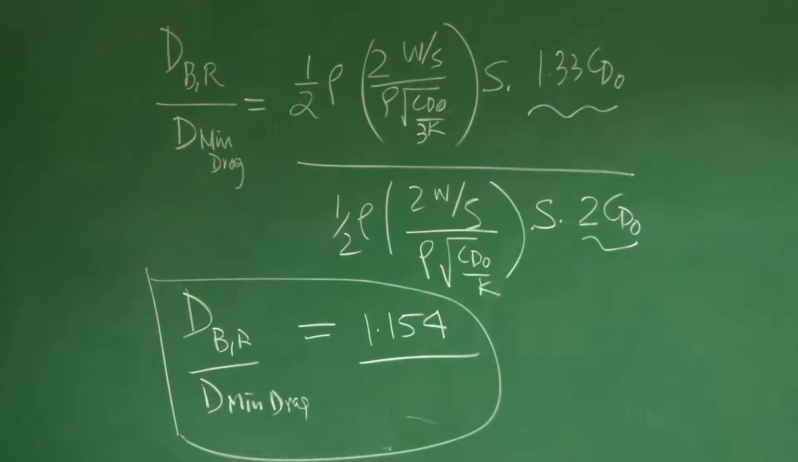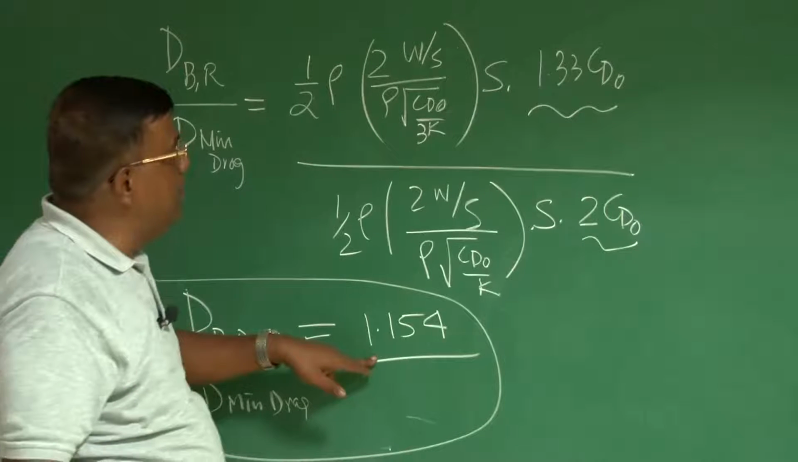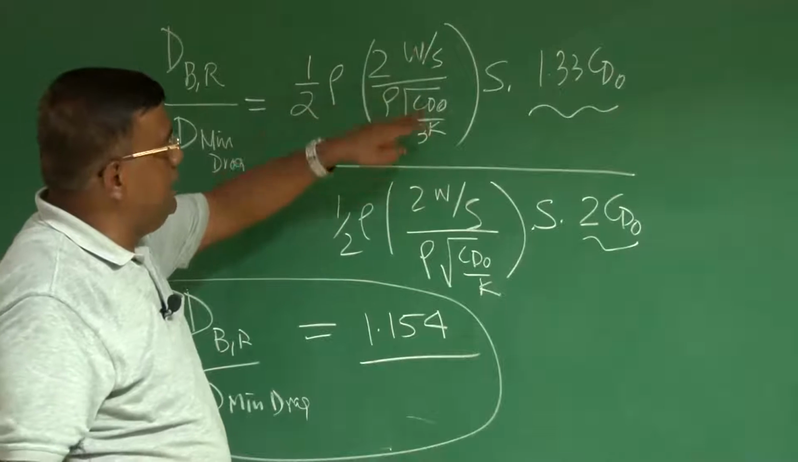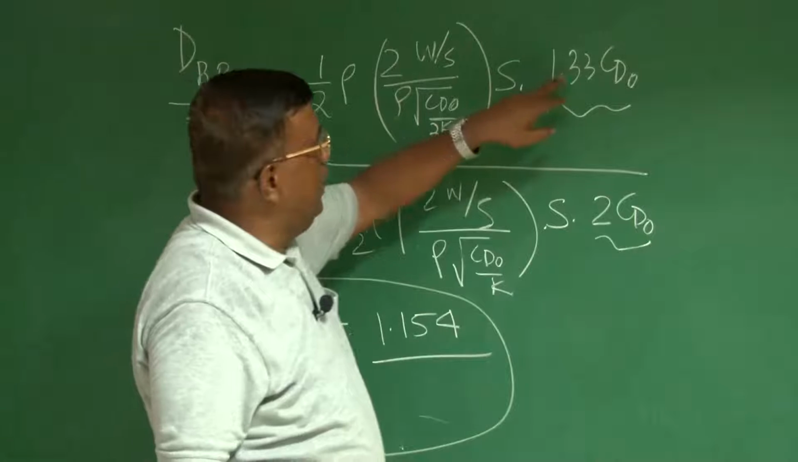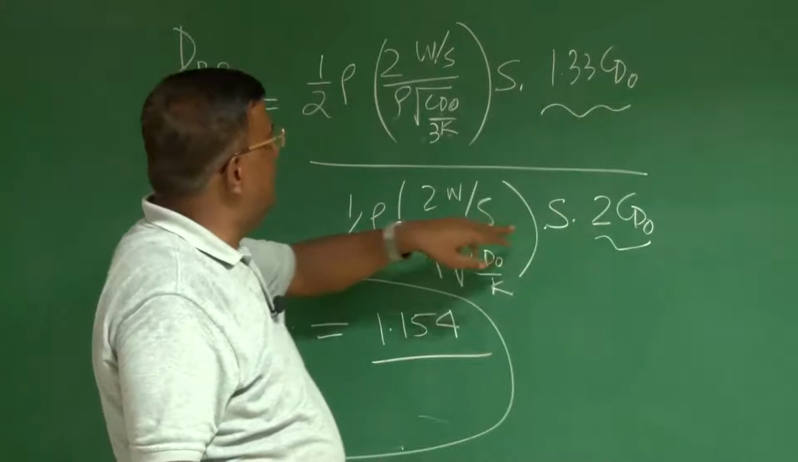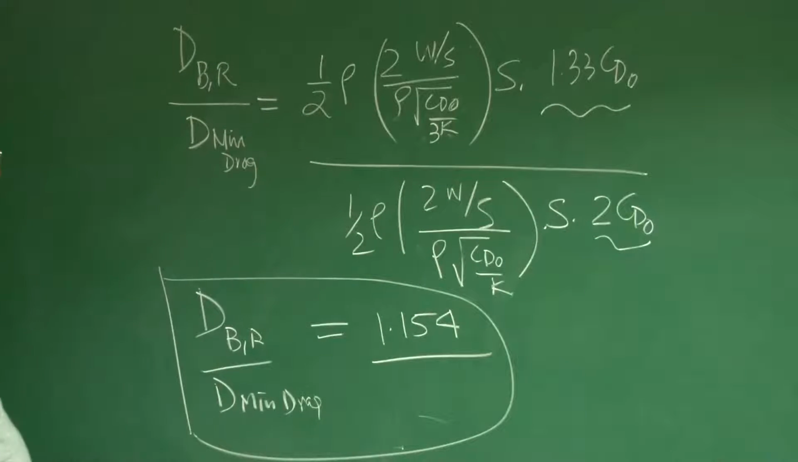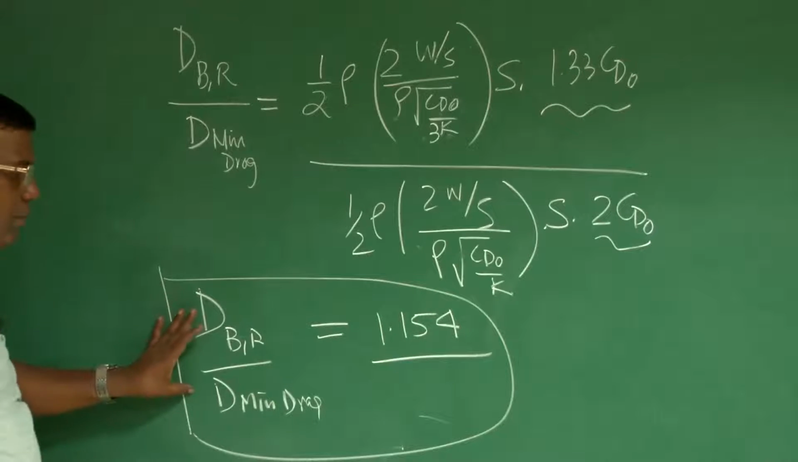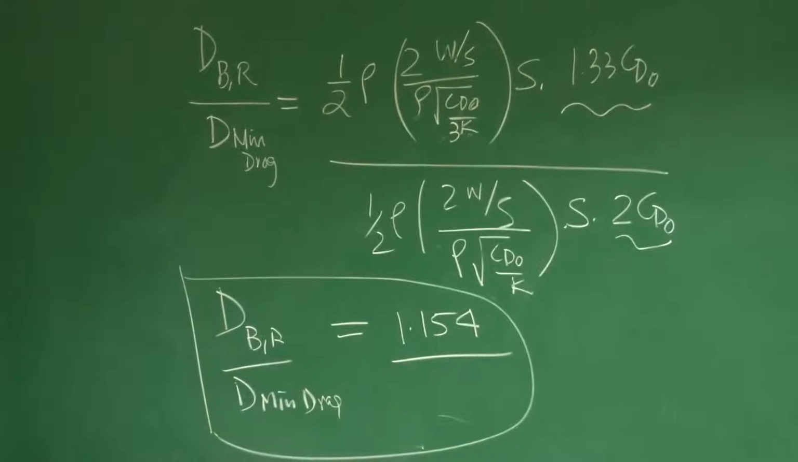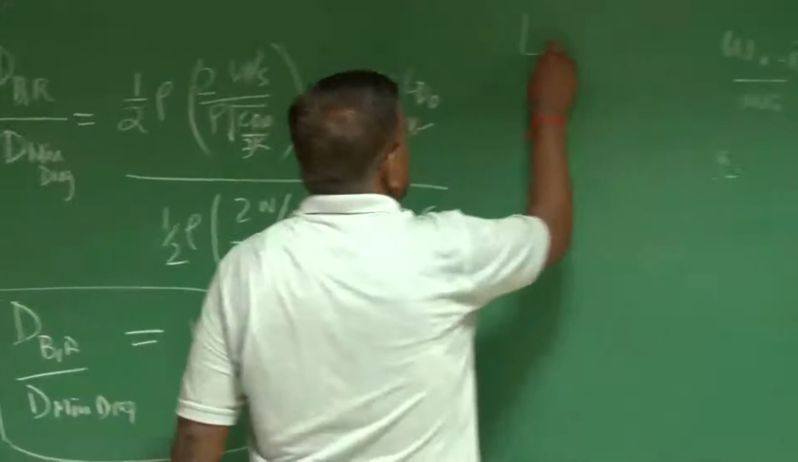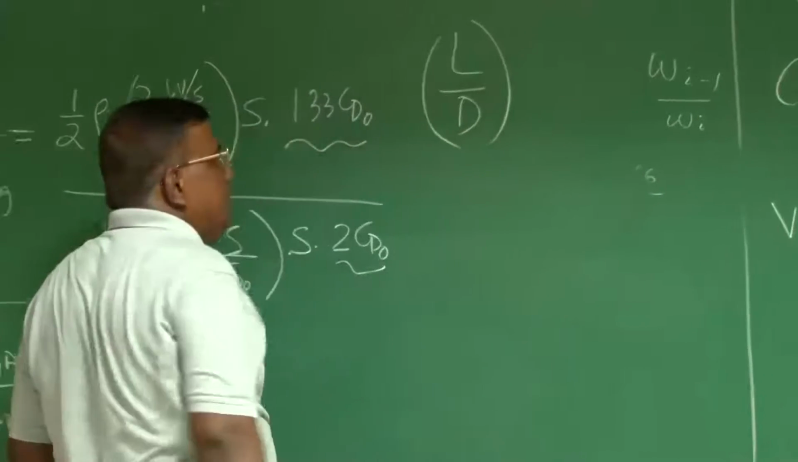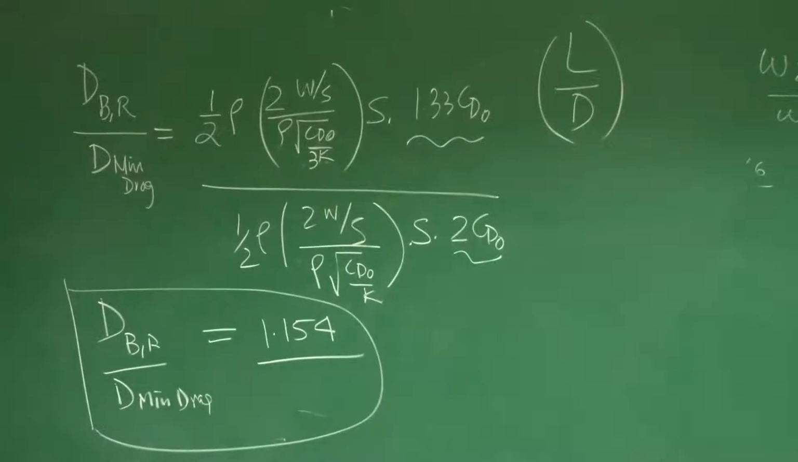So what is the interpretation? I hope you will be able to get this number. W by S, they cancel, CD naught cancels, 3 is there, K will cancel, rho will cancel. So you have 1.3, then 2 here, and then you will get this number 1.154. What is the designer's interpretation of this number? Please understand what we are looking for. We are looking for what should be the L by D, isn't it? We started all this because that drag equation for jet has L by D, and we are looking for how much should be the L by D.